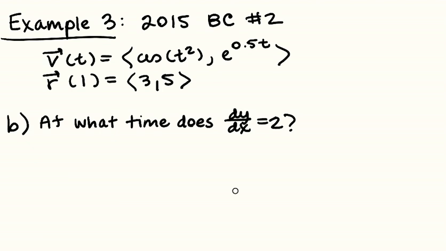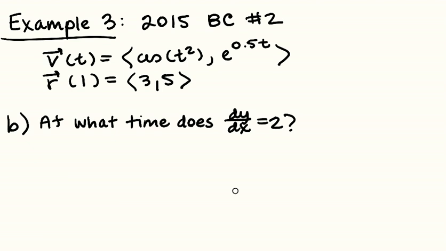And they ask, at what time does dy/dx equal 2? Now they were a little more verbose about it, but that's basically what they were asking. Find me the t value where dy/dx equals 2. The slope of the path is 2. What's the time at this point? Well, basically this is going to be kind of a job for the calculator.